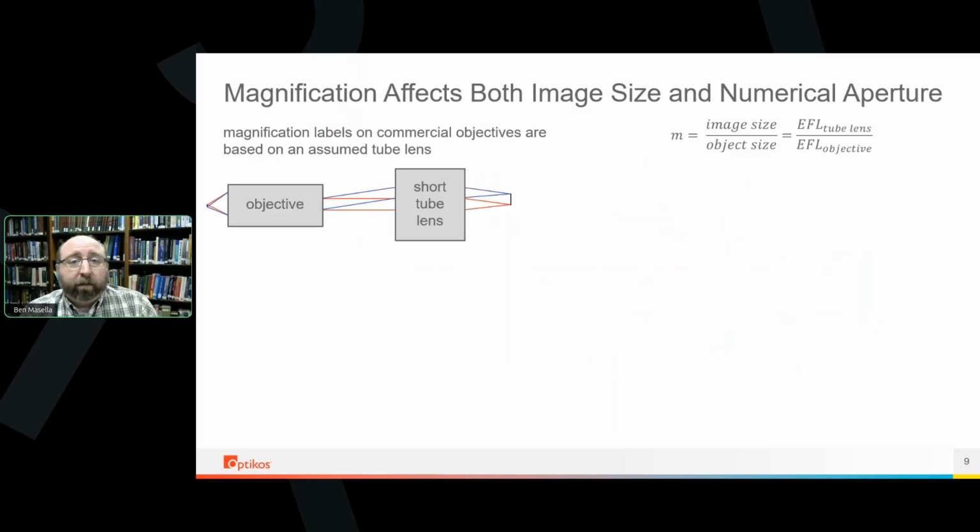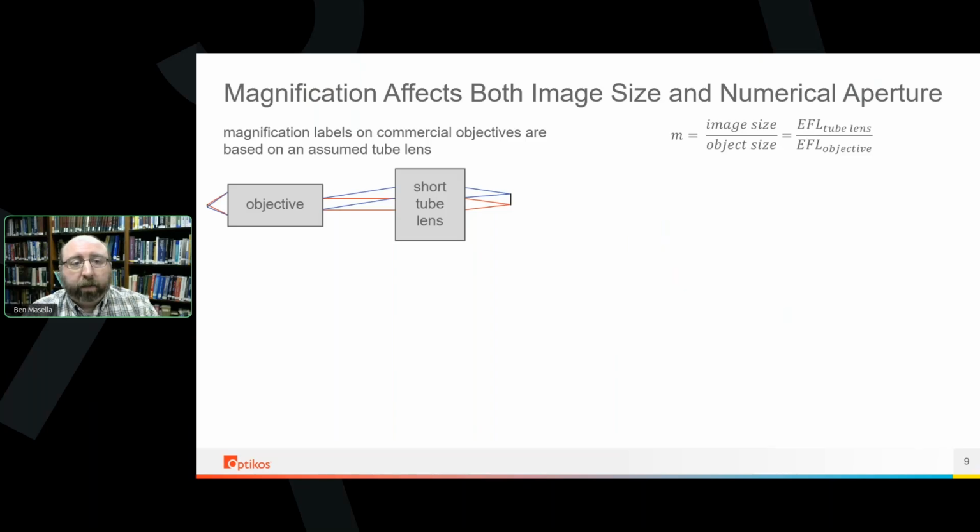And the magnification also affects the size of the image, as we know, but also the numerical aperture of the system. So the magnification of a finite conjugate system, where you have a finite object at a finite distance from the lens and a finite image, is just the ratio of the image size to the object size.